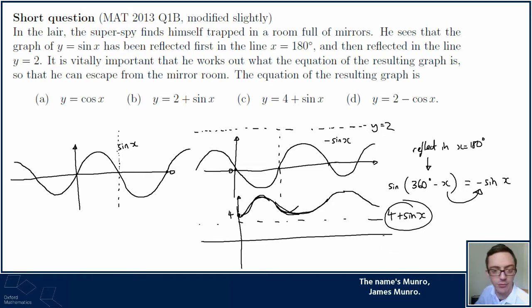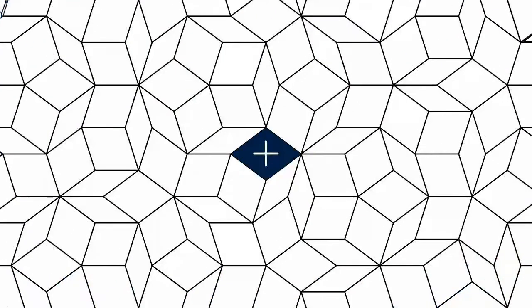I guess the next step would be to write down the way you reflect in the line y equals 2: you do 4 minus the previous thing you had. This is how you reflect in the line y equals 2. It's a bit weird that you put sort of double the number in. I guess that's what this question is testing, that the equation for how you do a reflection uses double the number. Okay, so there's 4 minus sine x, and that's 4 plus sine x. Okay, there's a sort of algebra approach to doing the question.